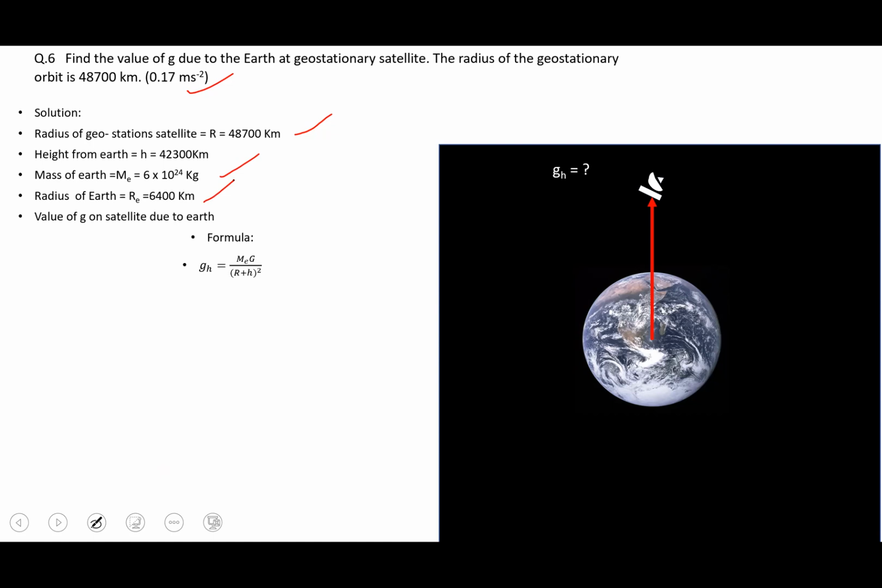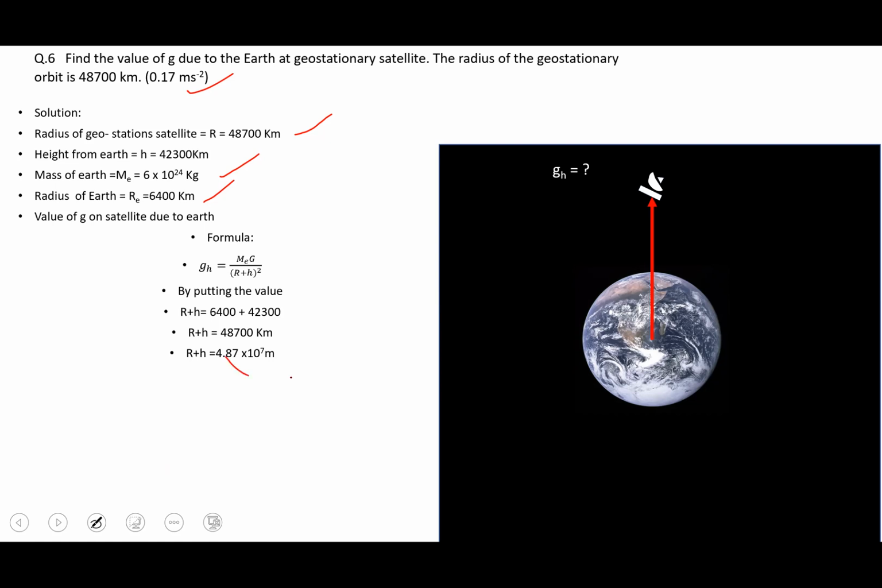Now what will be the total height of this satellite? That means the radius of the Earth as well as the height from the Earth. First we have to find the value of R plus h, which is 6,400 plus 42,300, sorry. And when we put in the values, we get the total distance from the center of the Earth, which is 48,700 kilometers. We can say 4.87 into 10 to the power 7 meters.